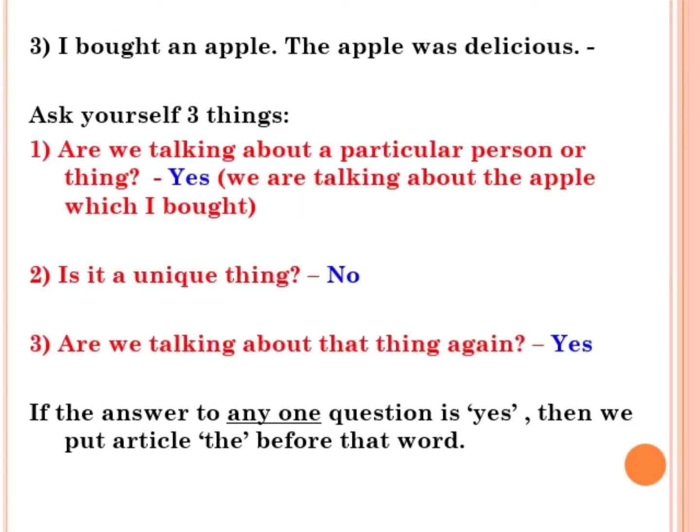Next, I bought an apple. The apple was delicious. Now, ask yourself three things. Number one, are we talking about a particular person or thing? Yes, here I am talking about only that apple which I bought. Number two, is it a unique thing? No. Number three, are we talking about that apple again? Yes. So, article an is put in the first sentence and article the in the second sentence.